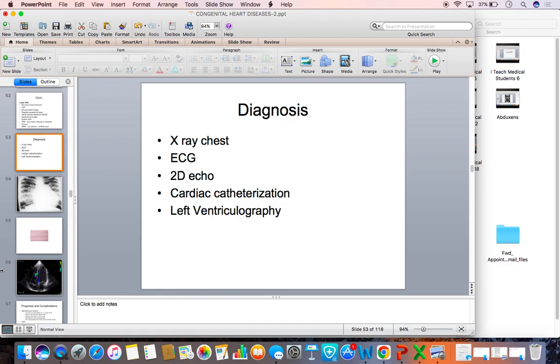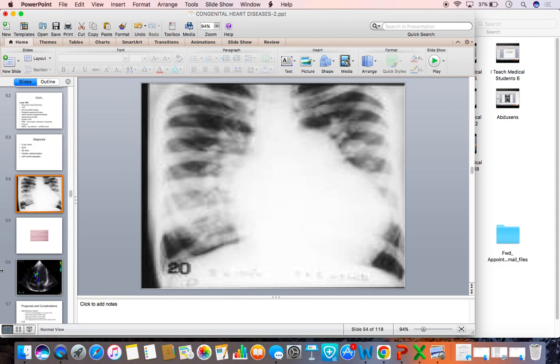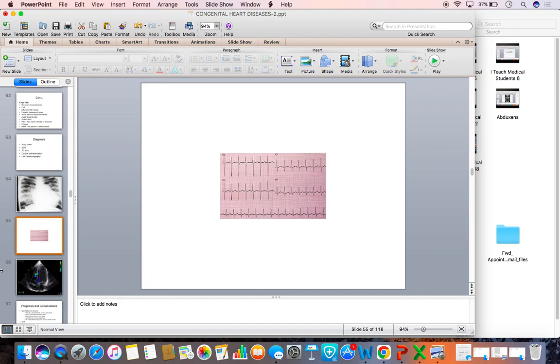What are the findings with regard to X-ray chest? X-ray shows, in these patients, a dilated left ventricle, dilated right ventricle, enlarged left atrium, and dilated pulmonary trunk, and associated pulmonary congestion. These are the findings you see in the X-ray of a patient with large VSD. So you see the dilated right ventricle, dilated pulmonary trunk, left atrium, and the left ventricle, and showing the pulmonary congestion. Next, ECG shows biventricular hypertrophy.